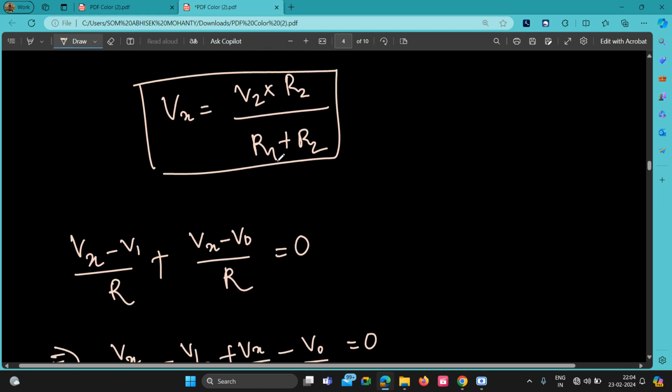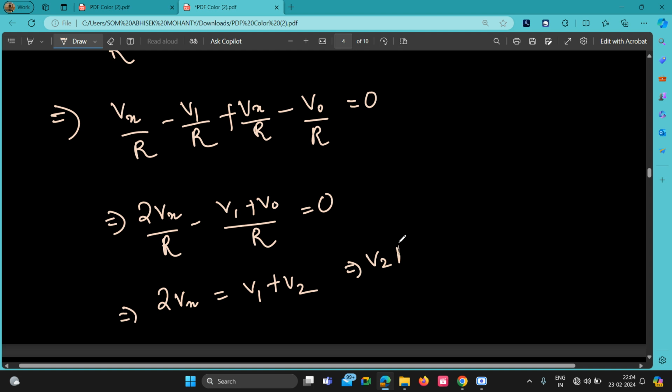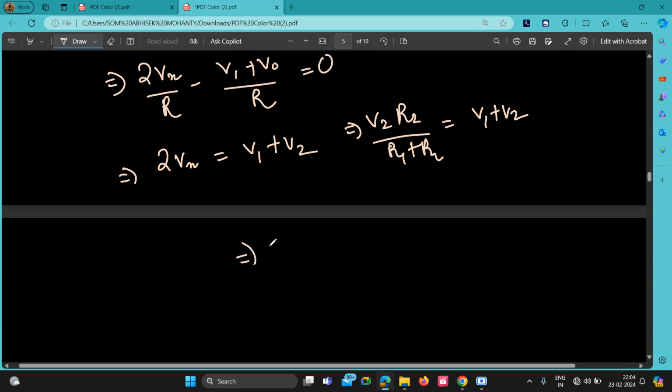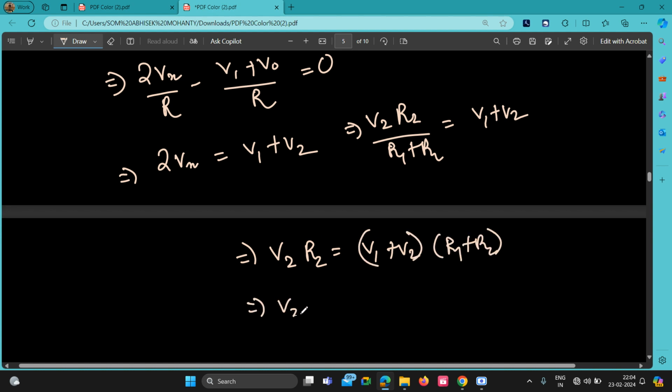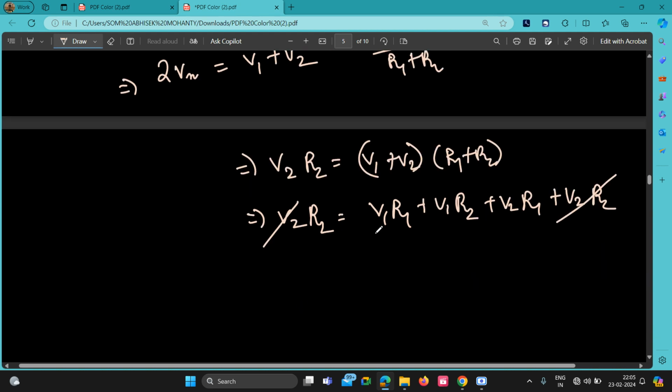Yeah, I can write that. And Vx is how much? V2 into R2 divided by R1 plus R2 is equal to V1 plus V2, isn't it? Is it alright? So V2 R2 is equal to V1 plus V2 whole into R1 plus R2. So V2 R2 is equal to V1 R1 plus V1 R2 plus V2 R1 plus V2 R2. So these two are cancelled. What is left now? V1 plus V2 whole into R1 plus V1 R2 is equal to 0.